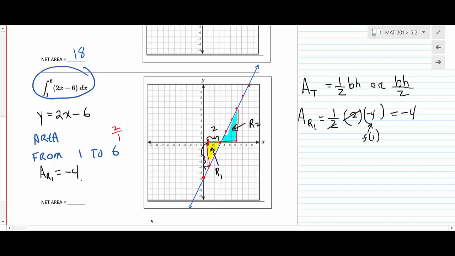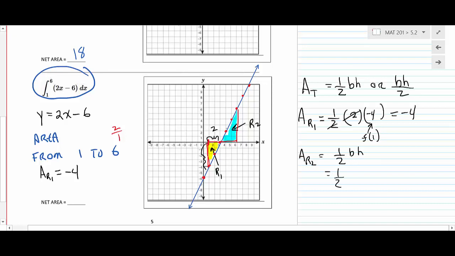How come? It's below the x-axis. Okay, if that region's below the x-axis, you're going to get a negative value for that area, because that height is represented by a negative value. Okay, that's the key. Now let's go to the area of region 2. Okay, again, that's 1/2 base times height.